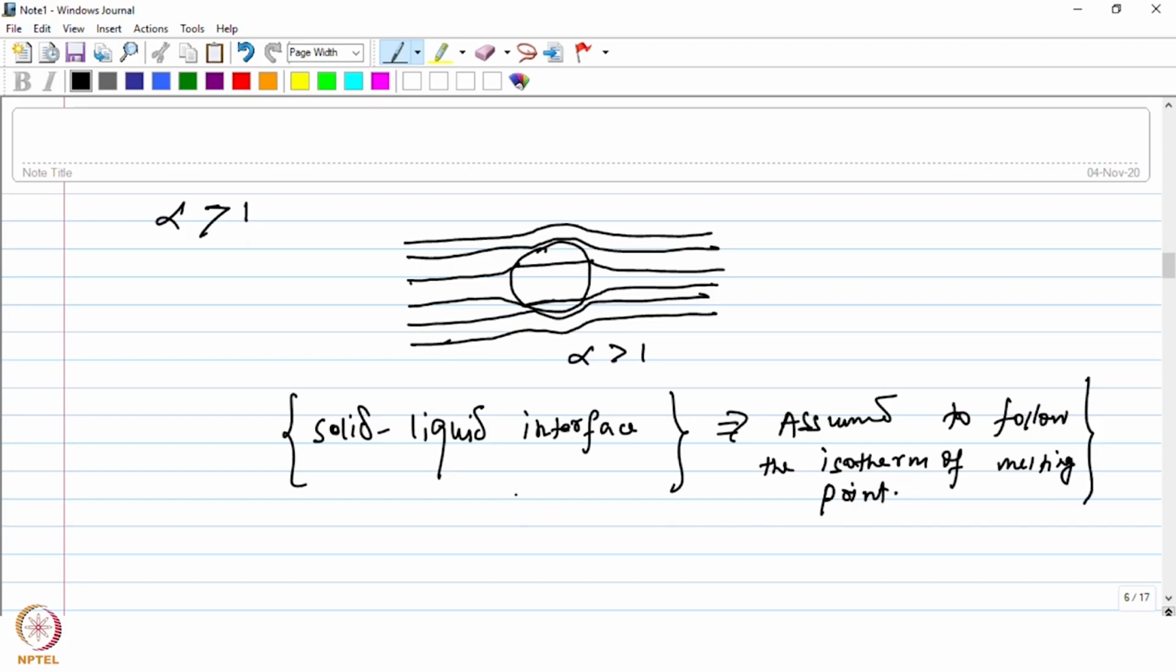And therefore, the dependence of this interface on alpha with respect to the particle will be similar to how the temperature isotherms behave when alpha is changed from 1 to either less than 1 or more than 1. So the pattern of variation of the isotherms with respect to alpha will be the same as the variation of the solid liquid interface with respect to alpha. So for alpha equal to 1, the interface will be planar.